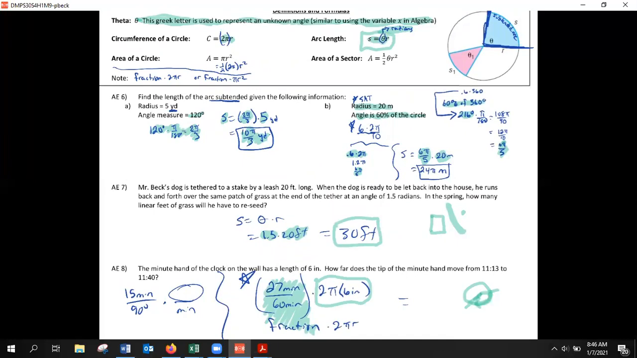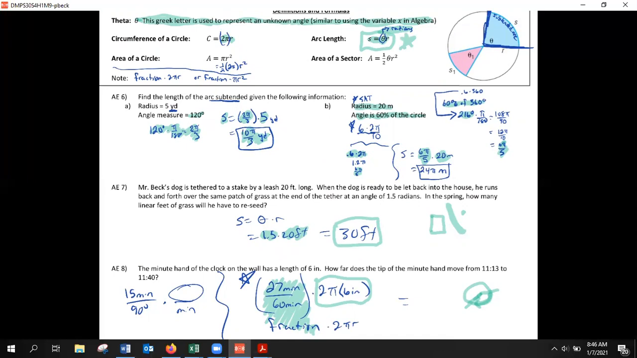The reason I have this kind of problem is because, once again, the SAT actually likes to present problems in that manner. They test it this way, a little bit more than just a straightforward, hey, do you know the formula? So it's more of an application problem.